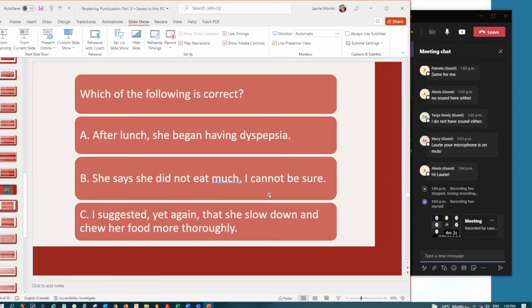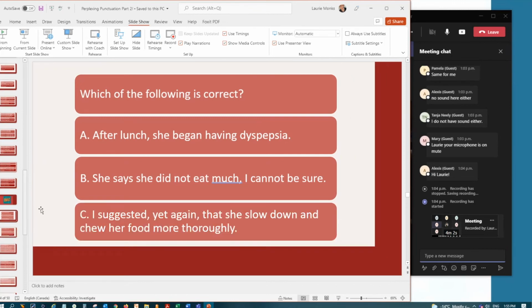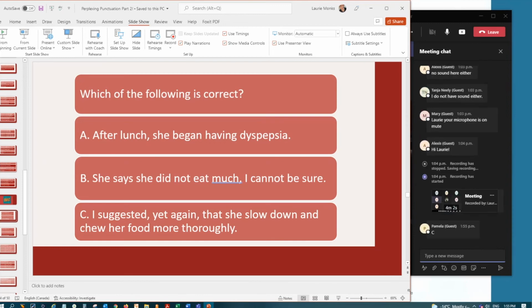So, which of the following is correct? A, after lunch, she began having dyspepsia. Or B, she says she did not eat much. I cannot be sure. Or C, I suggested yet again that she slow down and chew her food more thoroughly.